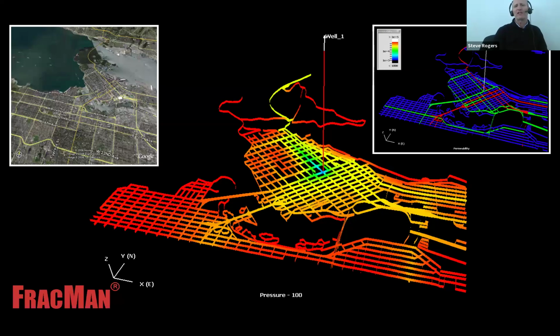There's just some really interesting things we see. Because of this distribution of conductivity, we've got this area in the West End with hardly any drawdown at all. We're looking at pressure drawdown. Over here, we've crossed over into Kitsilano. This is the Granville Street Bridge. It's raced over here into East Vancouver, up Main Street.